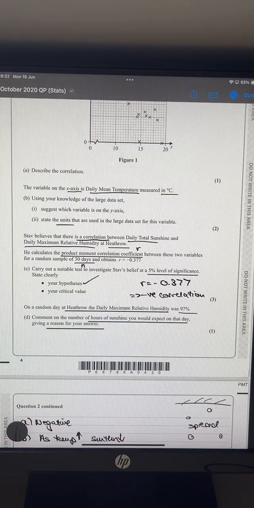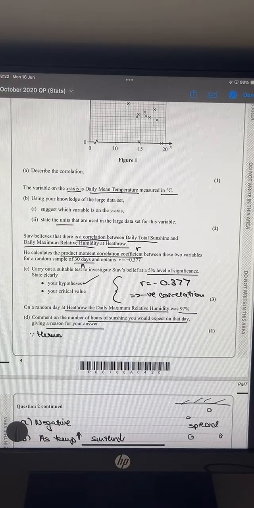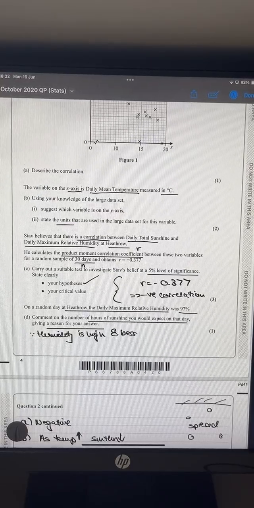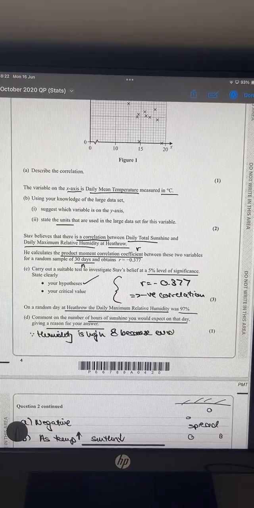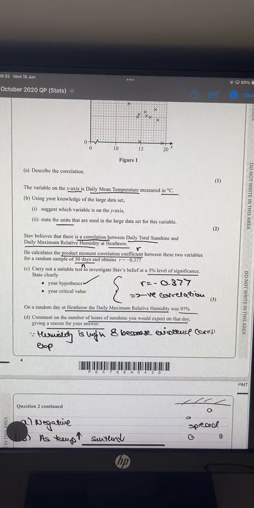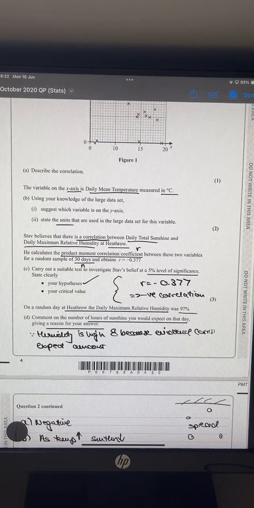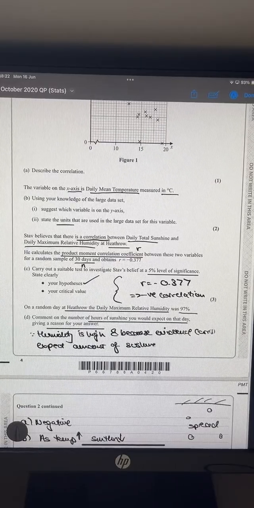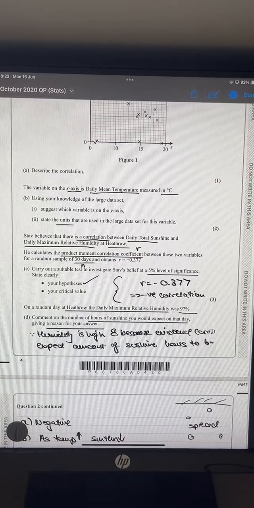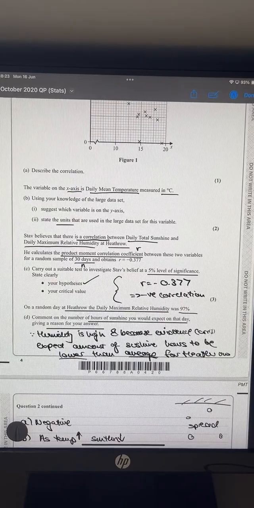So the answer you would have to say is this. You'd have to say this first, and then you say because humidity is high and because there's evidence of a correlation, we expect amount of sunshine hours to be lower than average. You get the marks for saying lower and average for Heathrow. You have to say the word average because it is quite high, right?